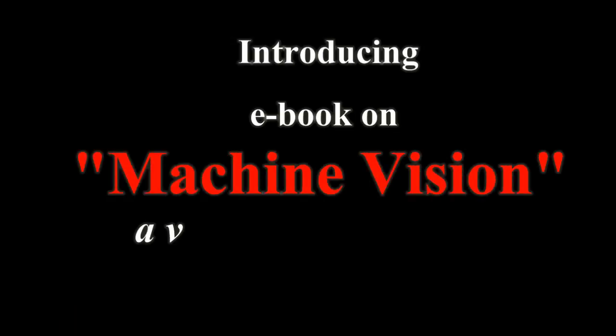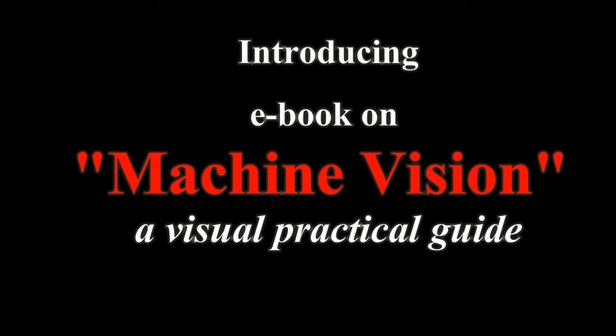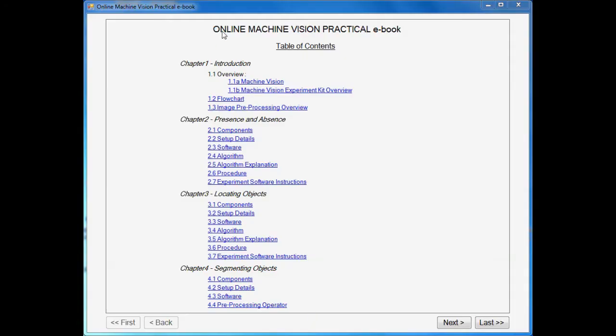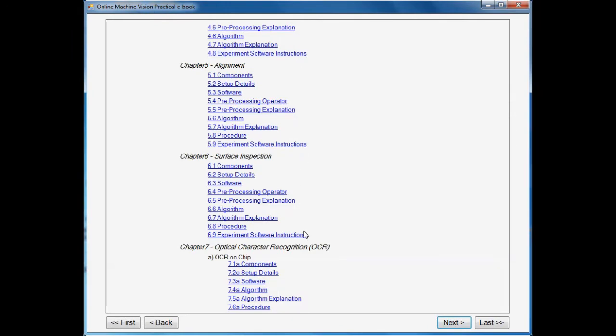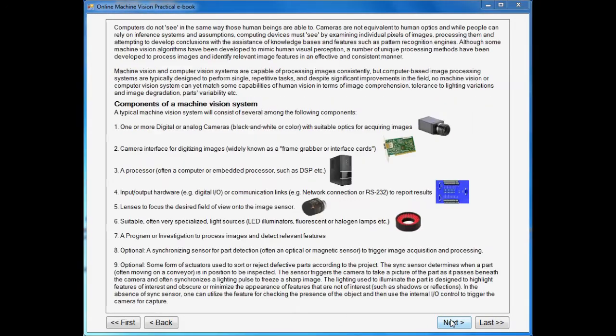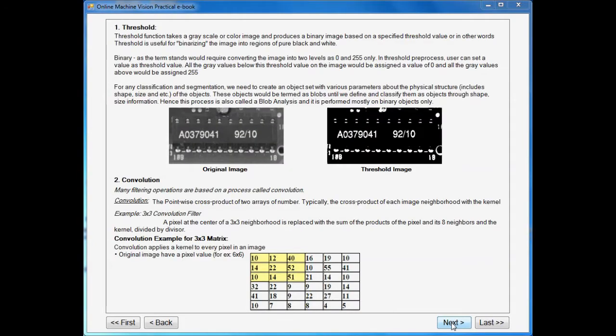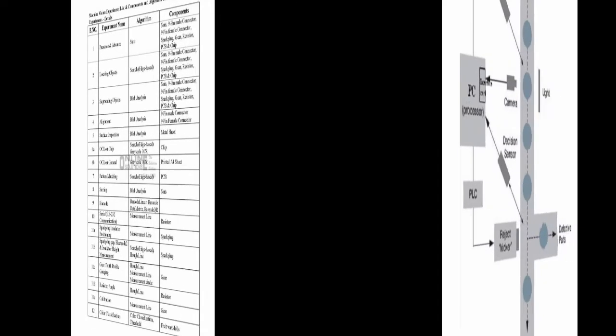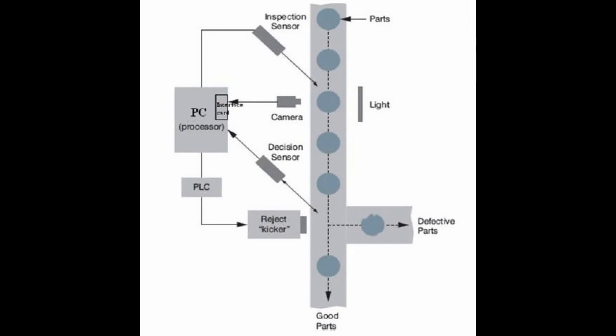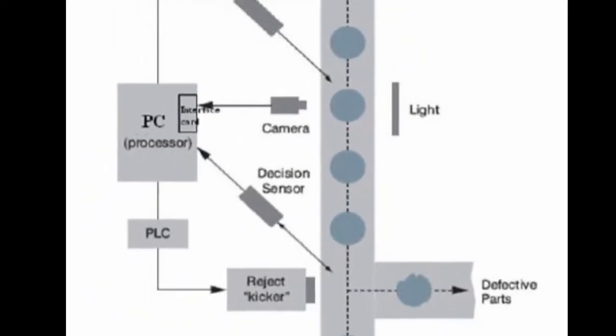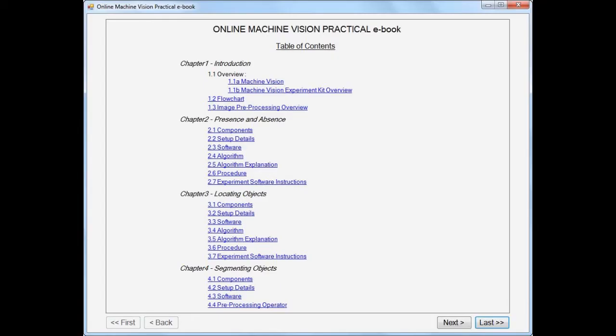Introducing ebook on machine vision, a visual practical guide, unique of its kind. This ebook is arranged with different chapters, starting from the introduction to different application-specific practicals, with sequence to be followed to maintain a flow in the processes. Every chapter will explain the application specifics about pre-process and algorithm required to do the application, and ends with an interactive experiment session. The main objective is to provide a visual hands-on experience of vision-based automation tasks.